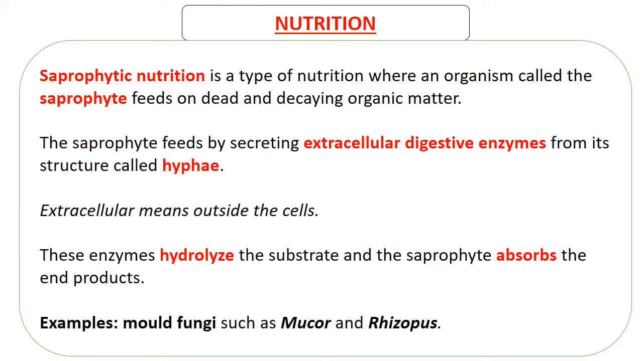Examples of saprophytes are mold fungi such as Mucor and Rhizopus. I know maybe you have never seen such things, but if you have at any point looked at a rotten thing, for example a slice of bread that is getting bad, those greenish colors that start forming are actually the saprophytes, the mold fungi that have started digesting that bread.